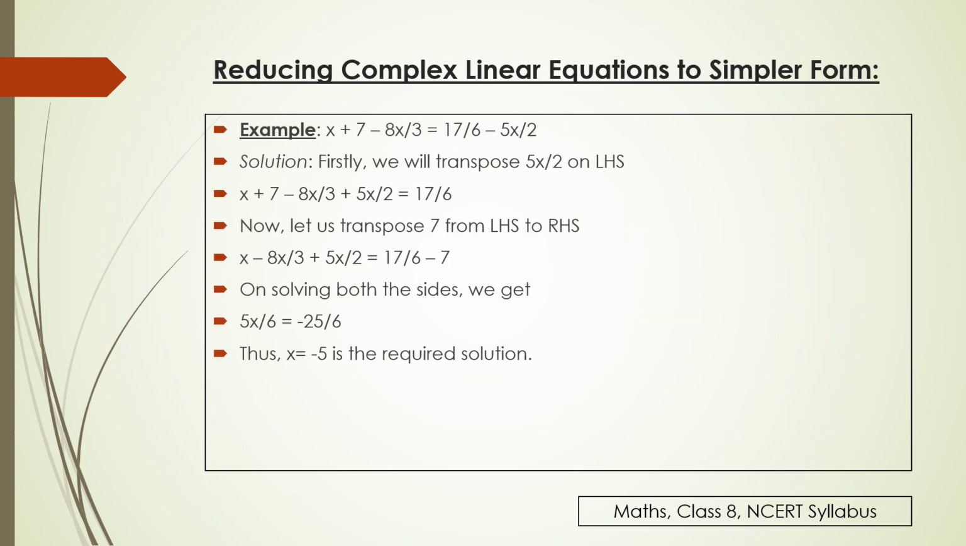Let's take an equation example, which is x + 7 - 8x/3 = 17/6 - 5x/2. Firstly, we will transpose 5x/2 to the LHS and 7 to the RHS. The result of these steps will be x - 8x/3 + 5x/2 = 17/6 - 7.